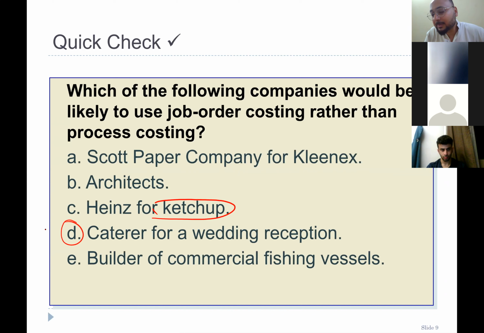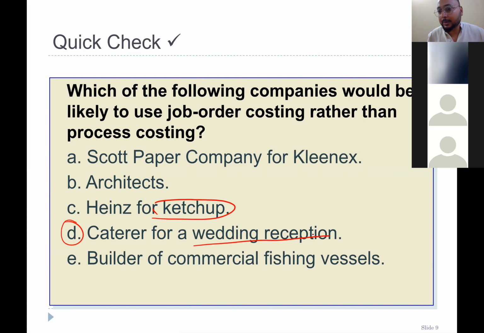D, caterer for a wedding reception. Process or job order costing? Job order costing. Why is that? No, it's job order, because every wedding is unique. Exactly. Demand will differ. The number of guests can be different. The wedding atmosphere can be different. Places and ambience can be different. There are going to be different requirements. Some like flowers, some like a special kind of flowers, different dress, chair setting, different food. So every wedding is different. So we have different products in catering services for wedding receptions. So D would be job order costing.